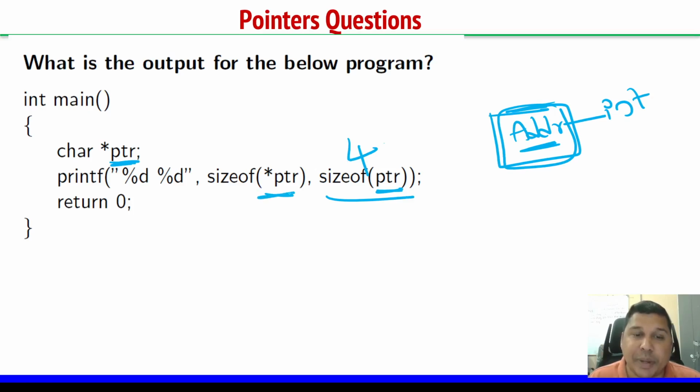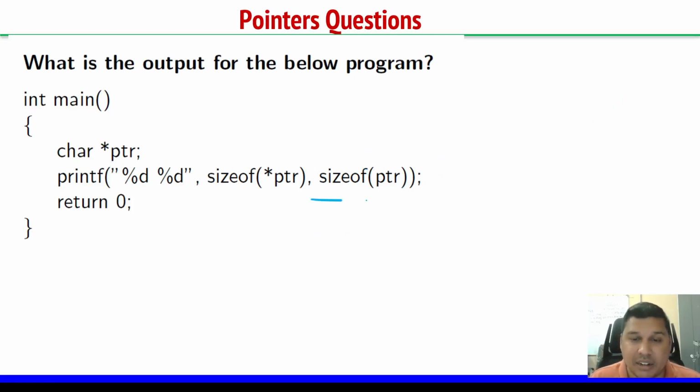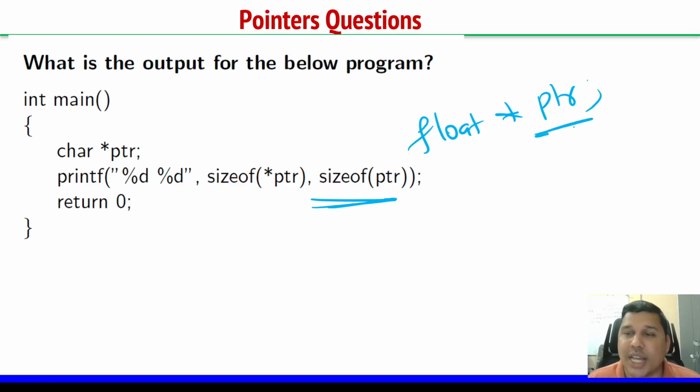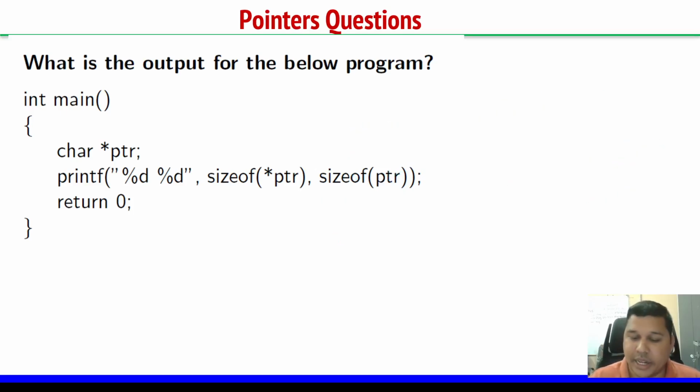Whereas sizeof(*ptr) means it points to that actual variable. It may contain some character A. So the size of this will be 1. So the answer for this is 1, 4. Always sizeof(ptr), whatever pointer it is, whether it is float *ptr, in this case also sizeof(ptr) will be 4, whether it is double **ptr, in this case also sizeof(ptr) will be 4. Okay, simple and silly question.